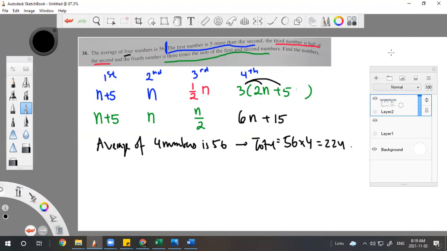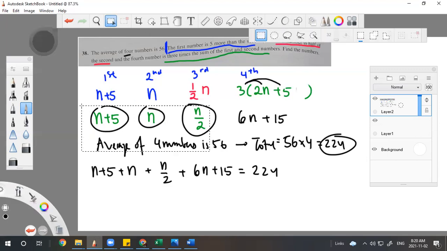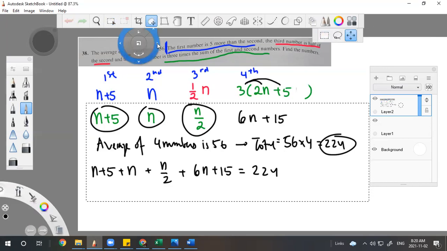Okay, after you get that, the total number of what we get just now using the algebraic term is 224. So n plus 5 plus n plus n over 2 plus 6n plus 15 is equals to 224, right? So what you can do next is try to solve this slowly.